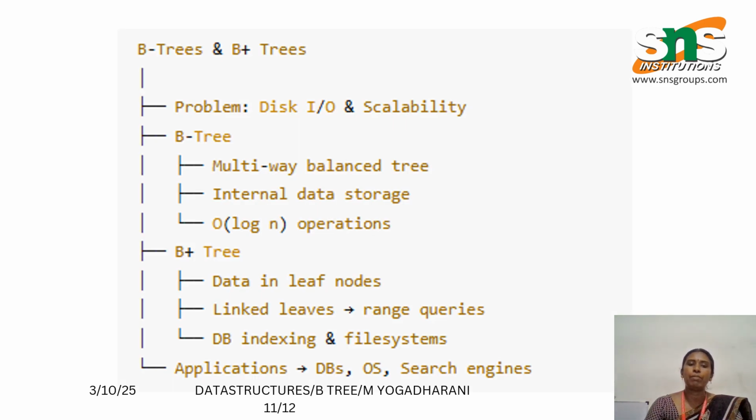And this is the mind map for B tree and B plus tree. The problem here is rectifying disk IO and scalability. And a B tree, as I told, is a multi-way balanced tree. It is mainly for internal data storage, and the efficiency is based on big O of log n. In a B plus tree, the data are stored only in the leaf nodes, and linked leaves help in range queries, and it's mainly used for database indexing and file systems. The applications followed here are database, OS, and search engines.